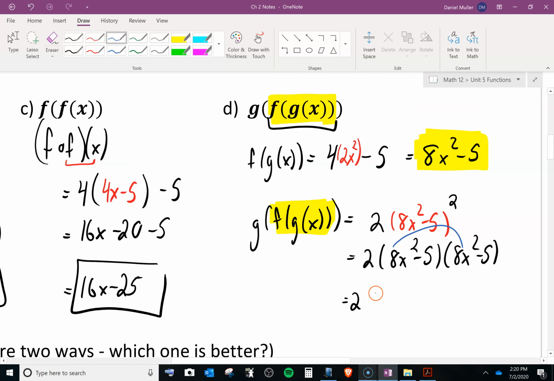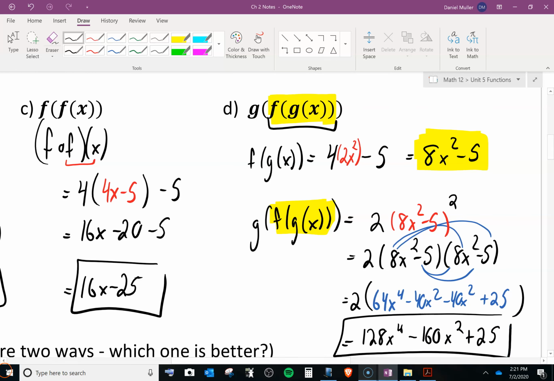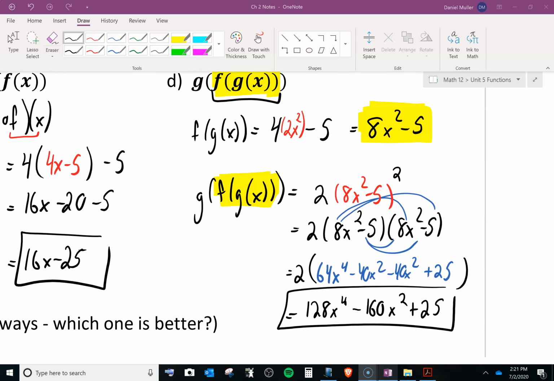So 8 times 8 is going to be 64 times x to the 4 minus 40x squared minus 40x squared plus 25. And then we can times this by 2. So 64 times 2 is 128 x to the 4. Now negative 40 and negative 40 is negative 80. And then times that by 2 is negative 160 x squared. And then the plus 25. So that is that question.